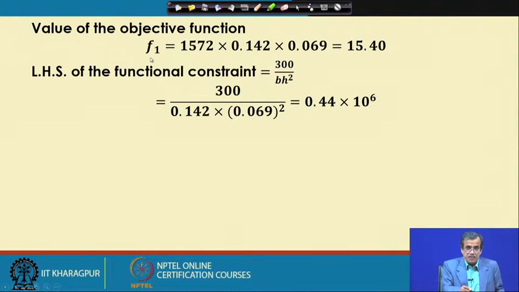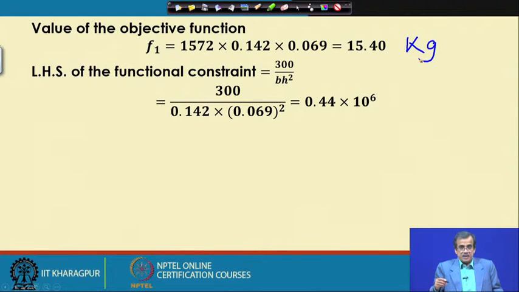Now, here f 1 is the value of the objective function, that is nothing but 1572 multiplied by B multiplied by H, and if you substitute the numerical values and calculate, then we will be getting f 1 is nothing but 15.40, and the unit for this will be kg, because this is nothing but the mass or the weight of that particular single point cutting tool.